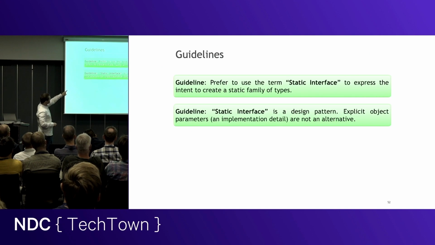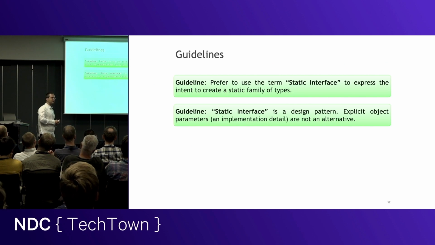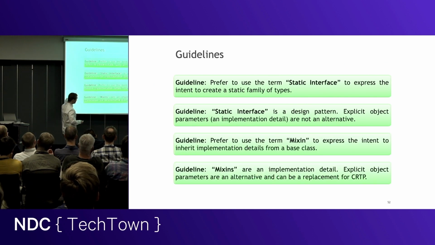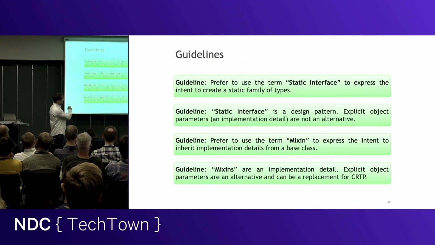All right, so I still prefer to use the term static interface to express this creation of a static family of types. And okay, perhaps there's an alternative to CRTP, but still, I would say this is not totally out of the game. CRTP might still be interesting. And same as before, mixins, oh yeah, this is definitely something that today I would implement by means of explicit object parameters. It's just simpler, more beautiful. Good, all right. So much for CRTP.